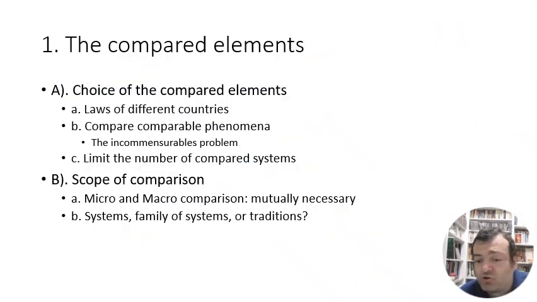Compared elements. Many questions can be asked before we select the compared elements. Several choices must be made. So first of all, which legal systems? Usually when we speak about comparative law, we are talking about laws of different countries. So sometimes it is possible to compare between two legal institutions within one system, but it is not generally considered as comparative law. So in comparative law, we need at least two systems from two different countries.